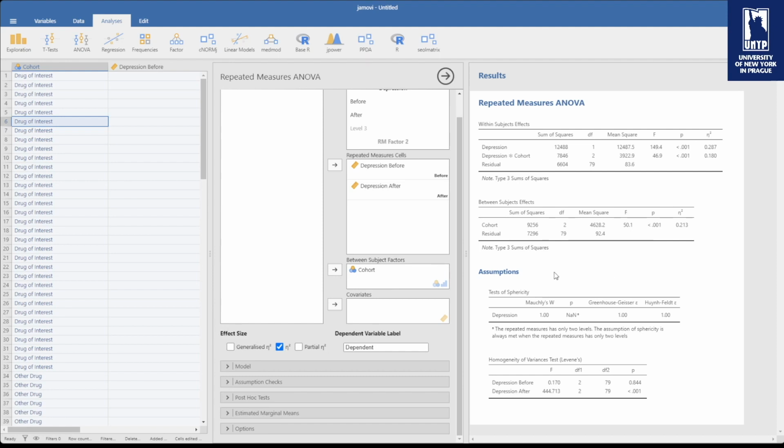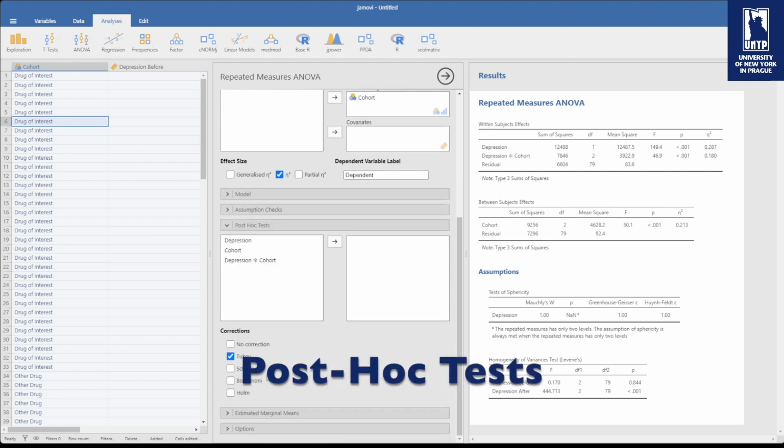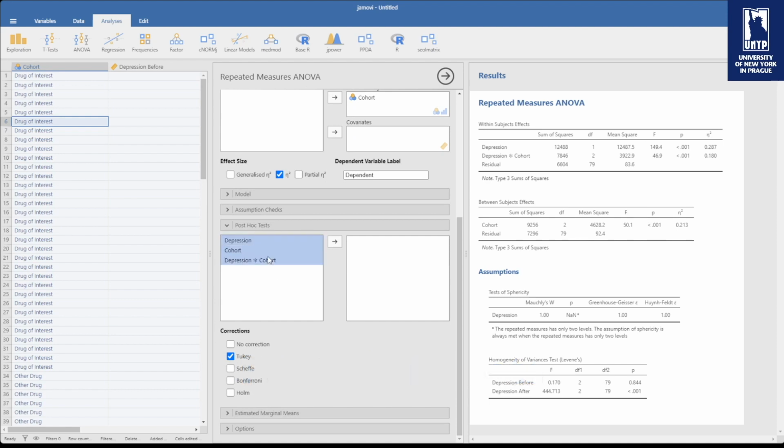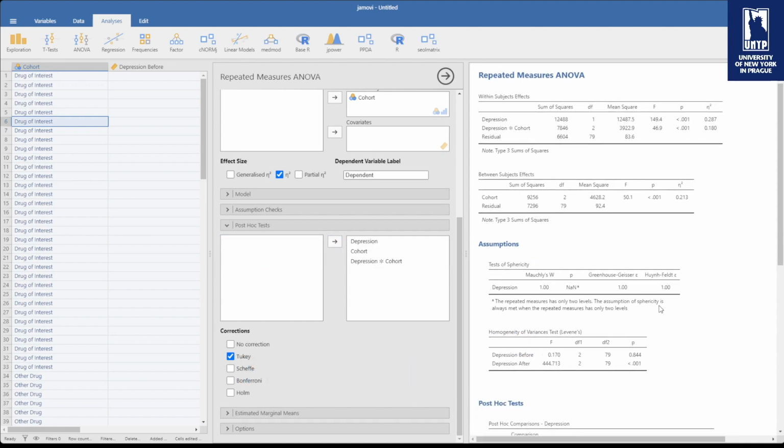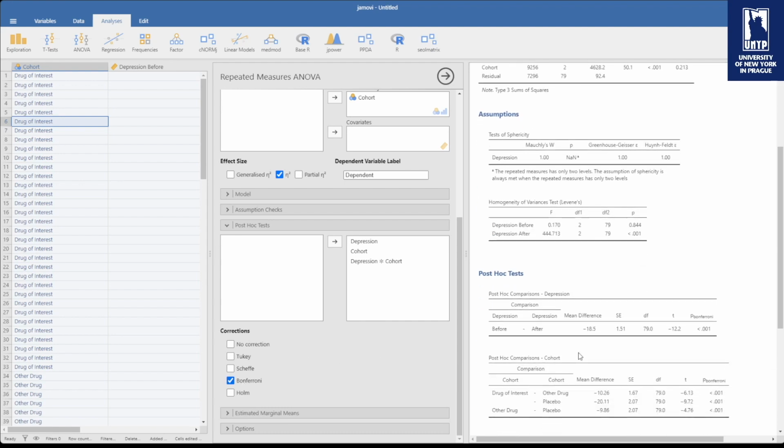Let's dive into a bit more detailed data. We go into post hoc tests. We do all 3. And in this case, no Tukey, no Games-Howell, no Scheffé, no Holm, Bonferroni is your go-to bouncer. He guards against the type 1 error, 100% guaranteed, or 95% guaranteed.